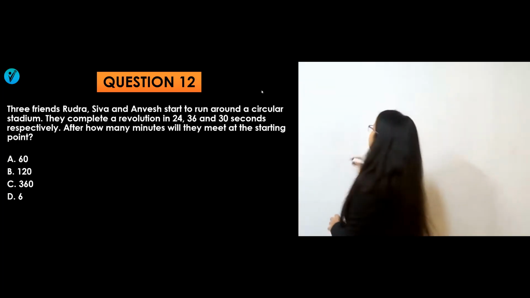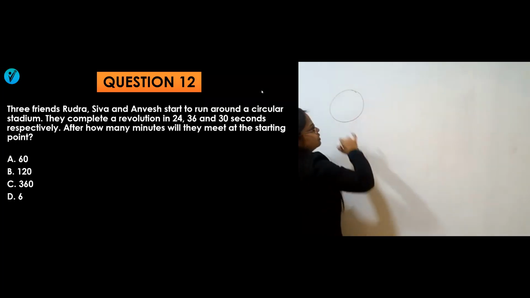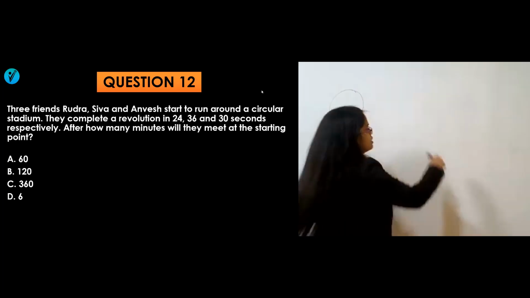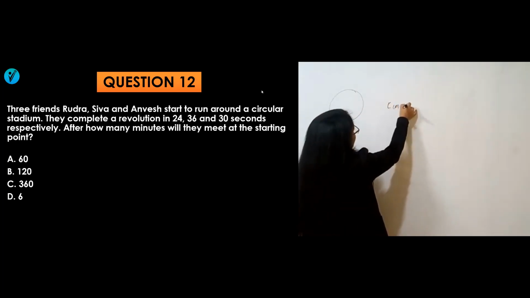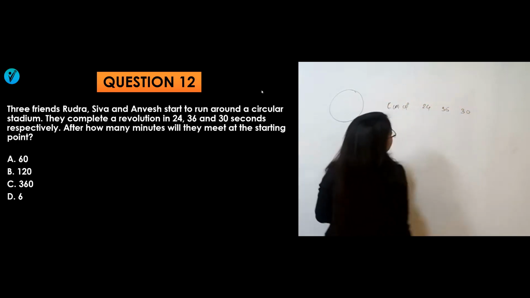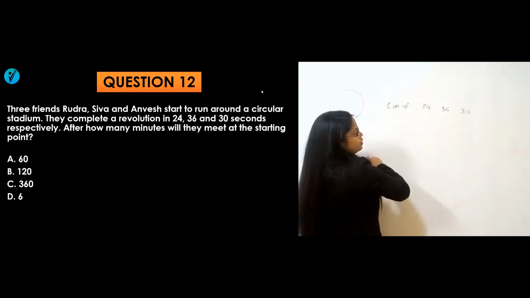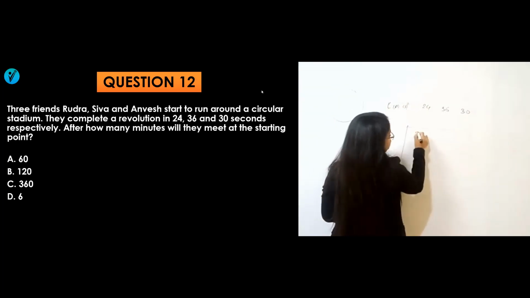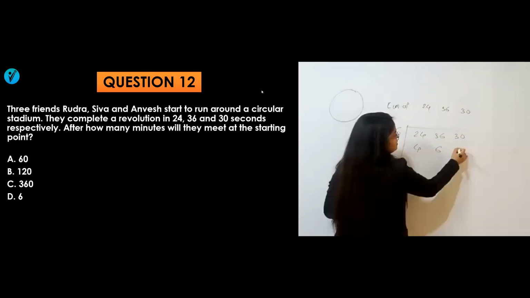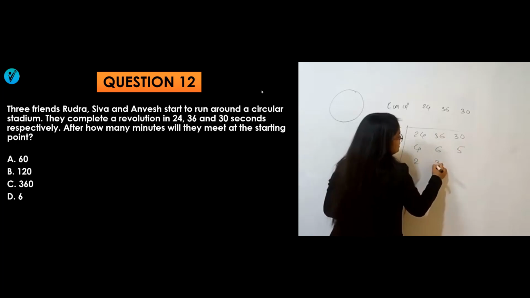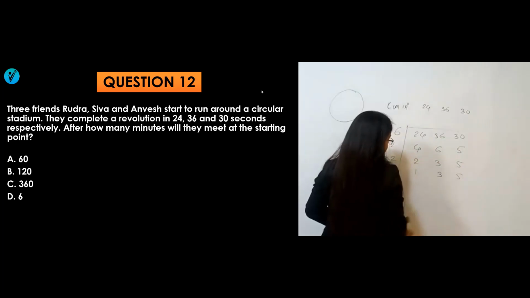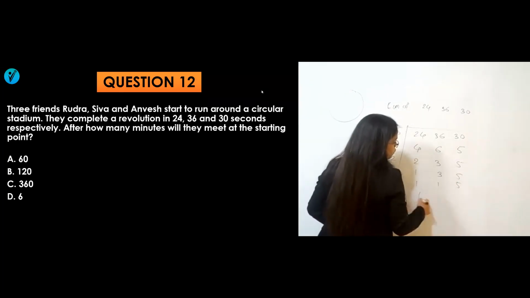I know that whenever they are running in a circle, they meet after at least their LCM. So simply you can find the LCM of those numbers, 24, 36 and 30. You can find it by any method, factorization or anything. Suppose this is 24, 36 and 30. If I divide by 6, it will be 4, 6, 5. Then dividing by 2, it will be 2, 3, 5. Then 1, 3, 5, and then 1, 1, 5, and finally 1, 1, 1.